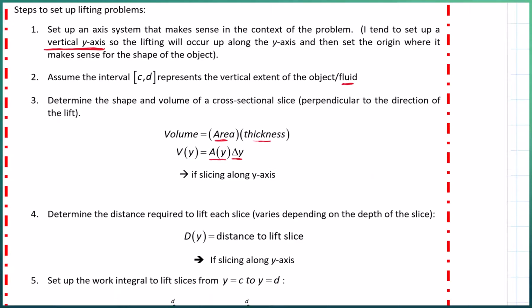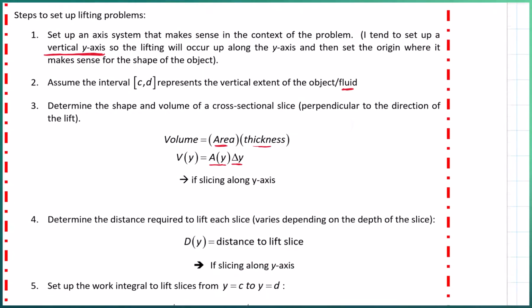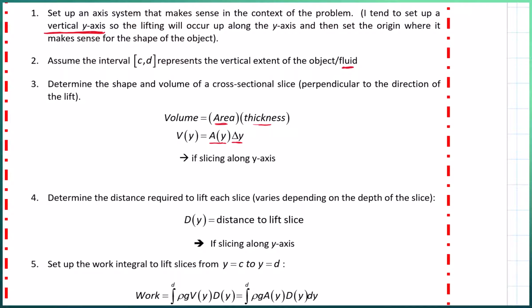Then I'm going to determine the distance I have to lift each slice. Remember, force is going to be the density times the gravity times the volume, which of course the volume is variable. That's why we're thinking about the variable, whereas these two are constants. Those will just float along in my integral, but this volume could vary. It doesn't necessarily have to, but it could vary.